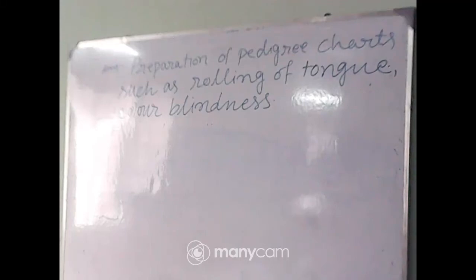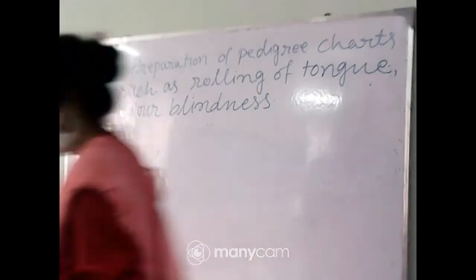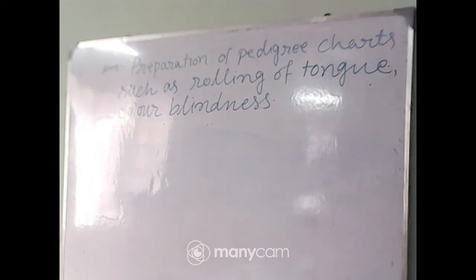Hello everyone, good afternoon. Let's start from the first one, that is your practical for today. That one is the pedigree analysis. In the chart that you can see, two pedigrees come under your syllabus. The first one is the rolling of tongue and the second one is color blindness.